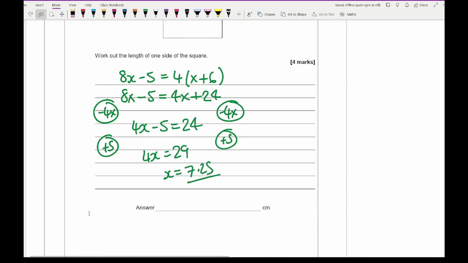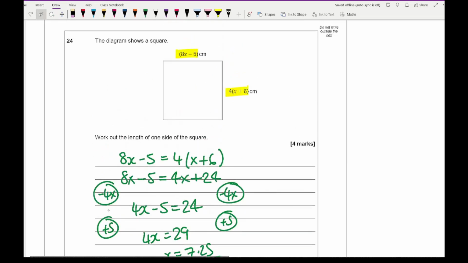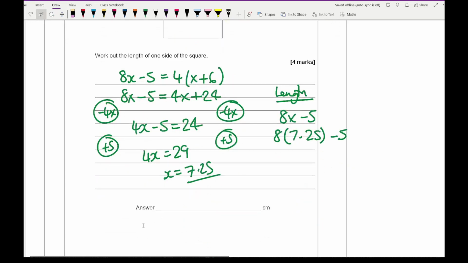Now we've not answered the question because the question is asking me to work out one length of the square. So the length of the square, I could pick any of these two, but I'm going to go for 8x minus 5. So that's 8 times 7.25, take away 5. And if I type that into my calculator, 8 times 7.25, take away 5, gives me an answer of 53.